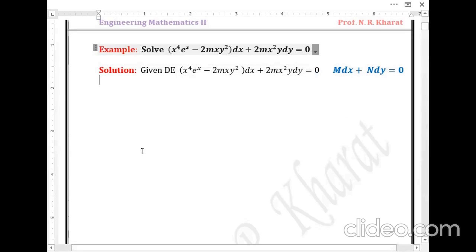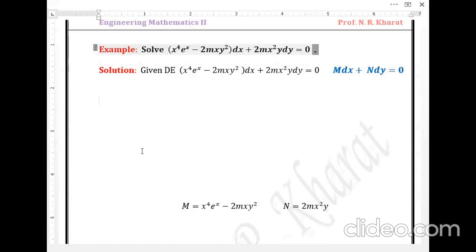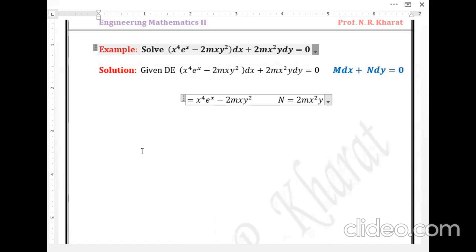Then we have to find the derivative of M with respect to y and the derivative of N with respect to x. After finding the derivatives, we have to check whether both derivatives are equal or not. In this example, M is x raised to 4 e raised to x minus 2mxy square, and N is nothing but 2mx square y. So we have to differentiate M and N with respect to the y and x variables respectively.